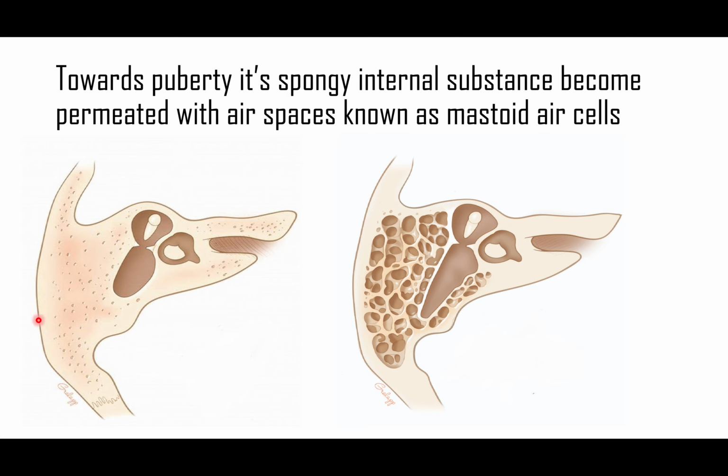Here we can see the substance of the mastoid process is spongy internal substance, but when it comes to puberty, this spongy substance becomes permeated with these air spaces, and these air spaces are known as mastoid air cells. So the third option of this MCQ is also correct, that is, at puberty the spongy internal substance of the mastoid process becomes permeated with air spaces known as mastoid air cells.